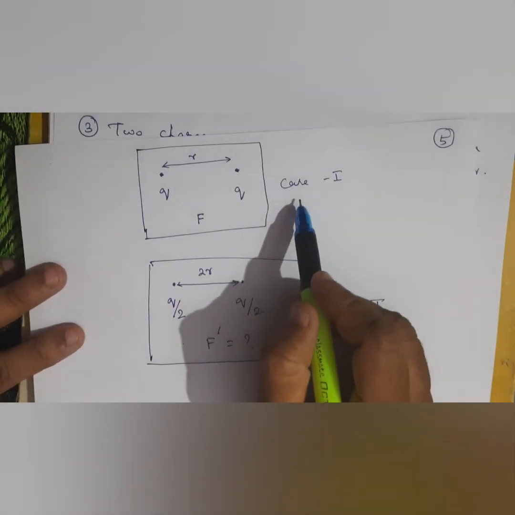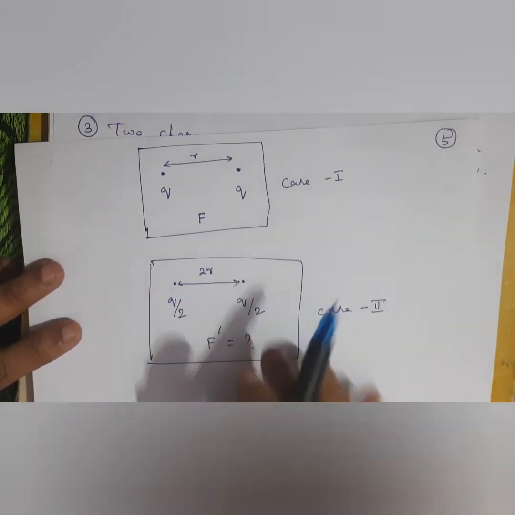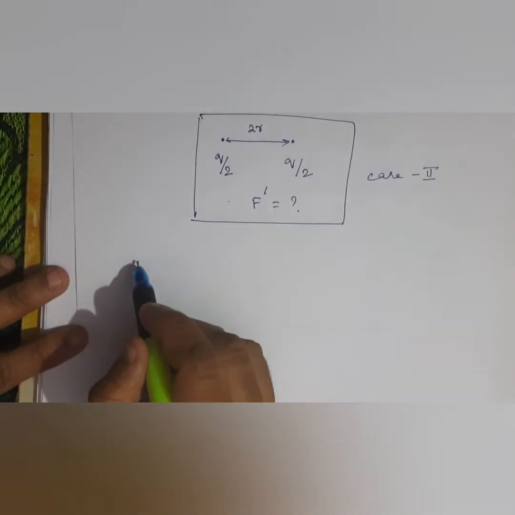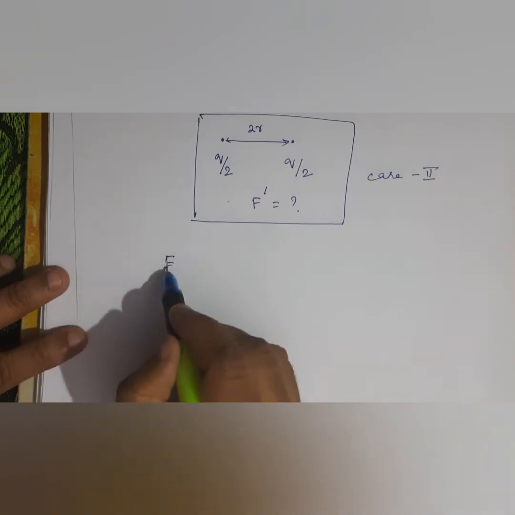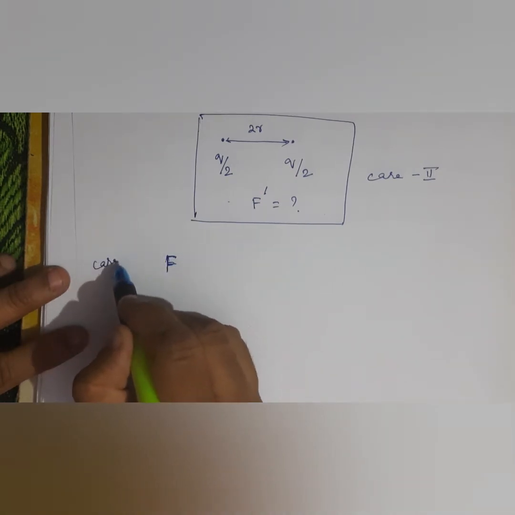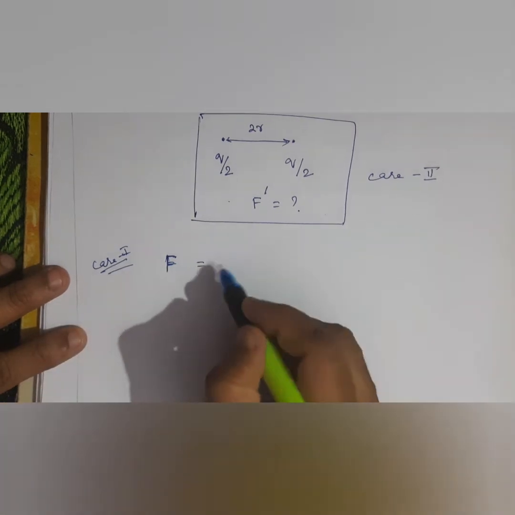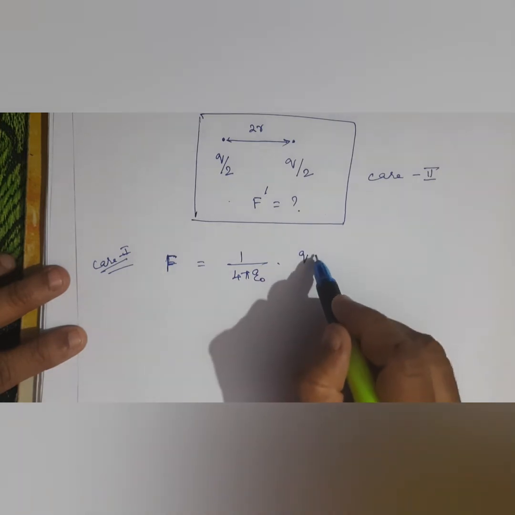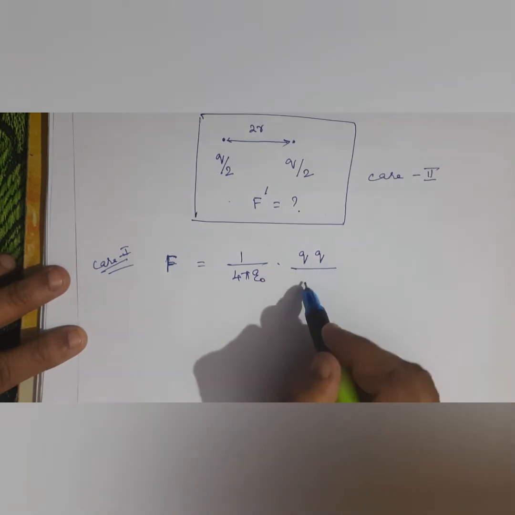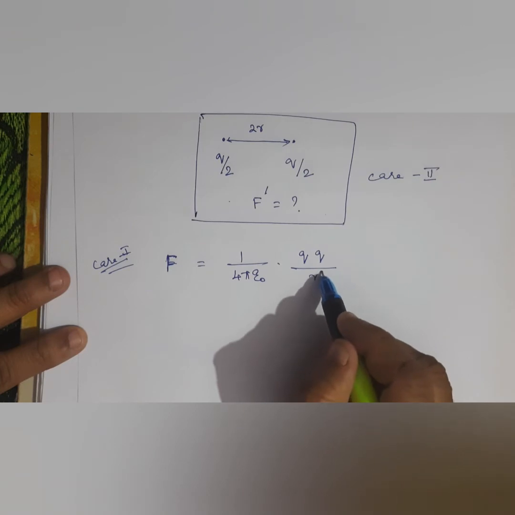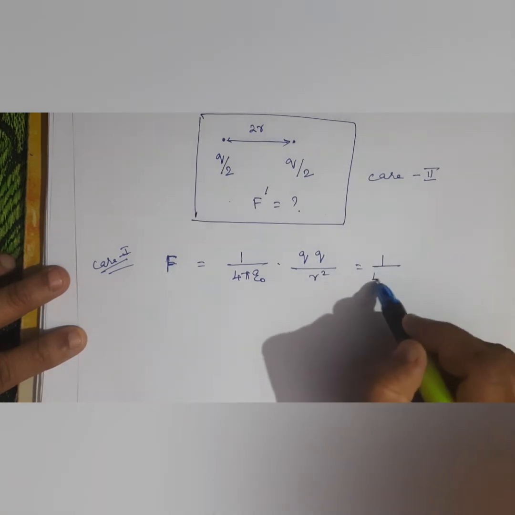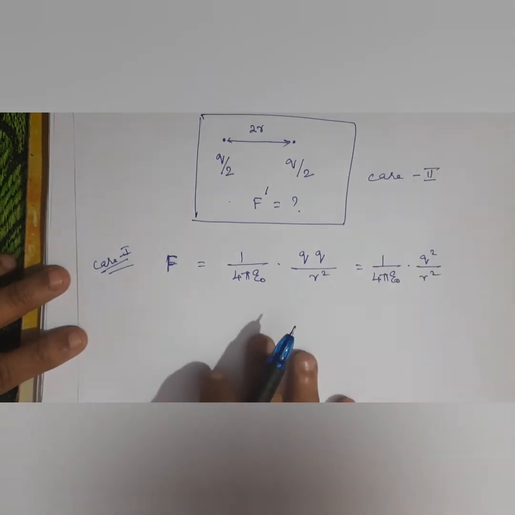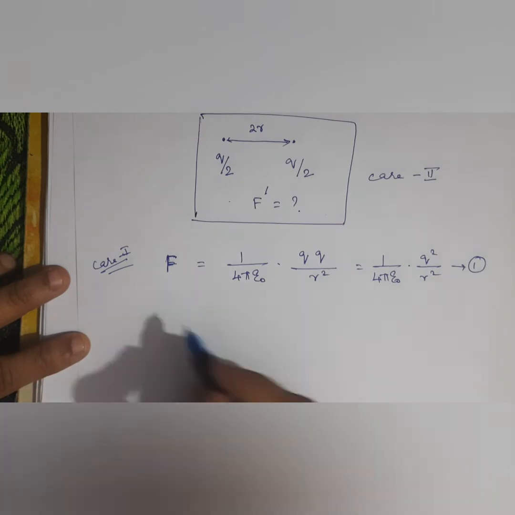So now you write the force of repulsion in the case of 1. F is equal to, what is the formula? 1 by 4 pi epsilon naught. First charge is Q, second charge is also Q. The distance between the two charges is R, so there is R squared. So we can write F equals 1 by 4 pi epsilon naught Q squared divided by R squared. Put this as equation number 1.